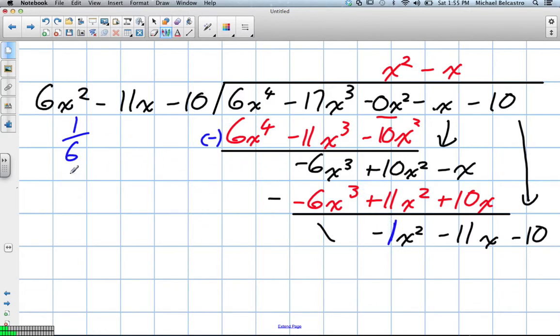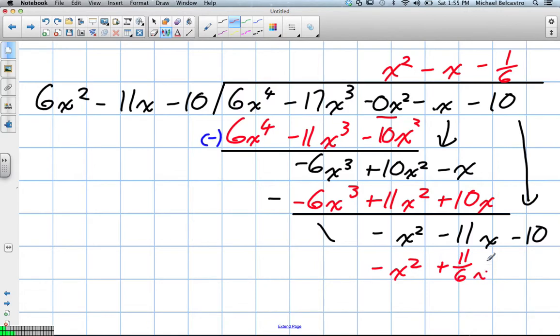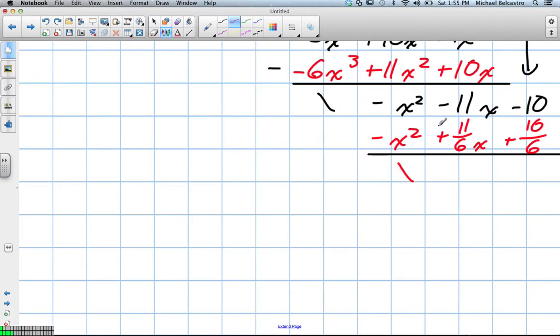So the coefficient we're going to use is 1 over 6, and it's going to have to be negative. So we're going to be times negative 1 over 6. When we do that, that'll give us negative x squared. Here it'll give us a fraction, positive 11 over 6x, and positive 10 over 6. Okay, and then we can do our subtraction. This term will cancel, and now we're working with subtracting fractions.